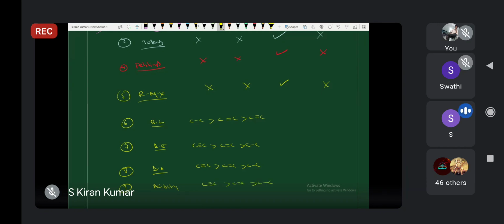So this is about the comparative study of alkanes, alkenes, alkynes. Aliphatic hydrocarbons are completed.